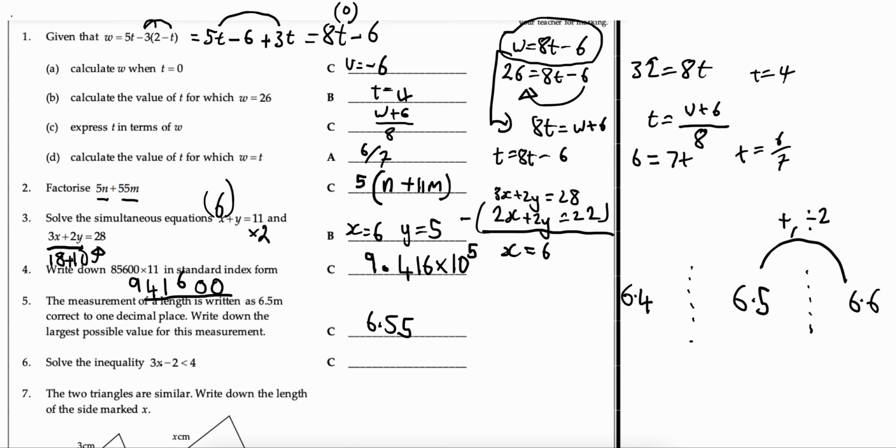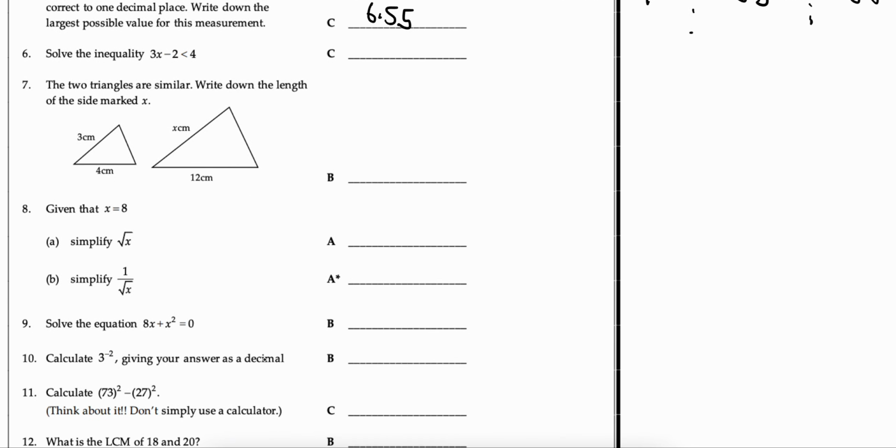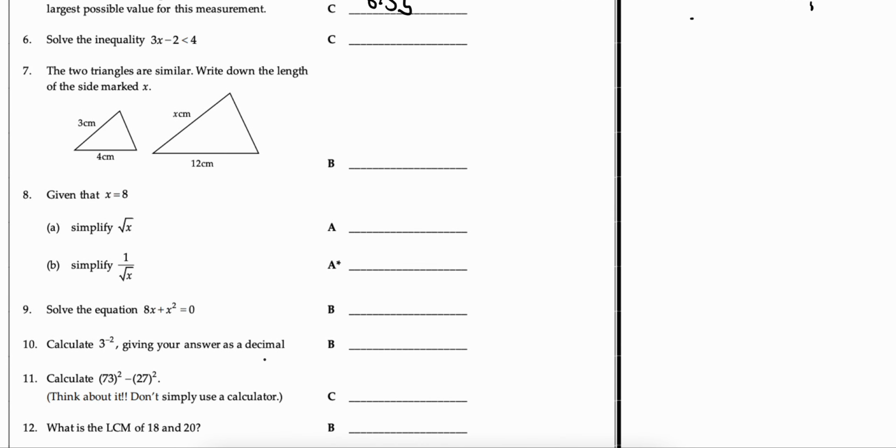Solve the inequality 3x minus 2 is less than 4. So an inequality acts just like an equation. The only difference is whenever you multiply or divide by a negative number, you must switch the sign. But here we're just going to add 2 to both sides. So we end up with 3x is less than 4 plus 2, which is 6.